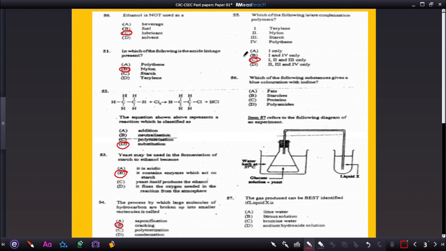56. Which of the following substances gives a blue coloration with iodine? Well, I would say dark blue, but iodine reacts with starch to give a dark blue or bluish black color. So we know that 56 is starch.